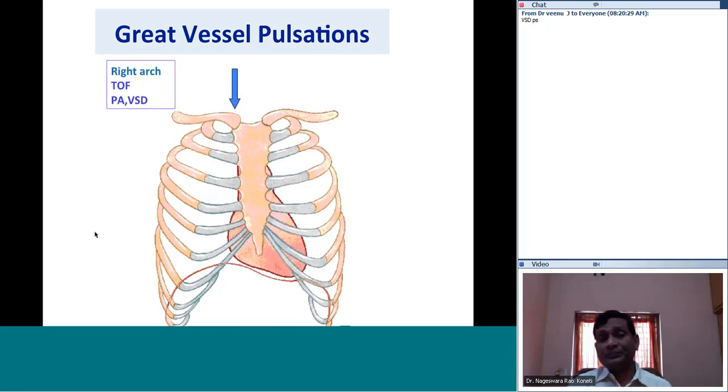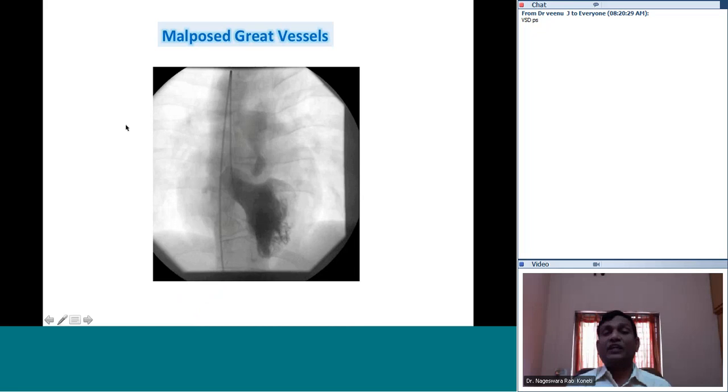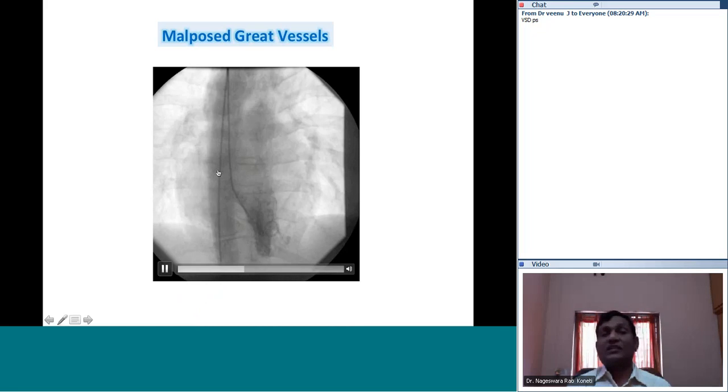You may occasionally get an opportunity to look for pulsations in the right suprasternal region. If you see them there, you may consider that a right aortic arch is producing those pulsations, as in tetralogy of Fallot and pulmonary atresia VSD, the two conditions you should keep in mind. This is one case example of D-posed great vessels with a right aortic arch. You can see the ascending aorta is on the right side here, so no wonder it can produce pulsations on the right parasternal area.